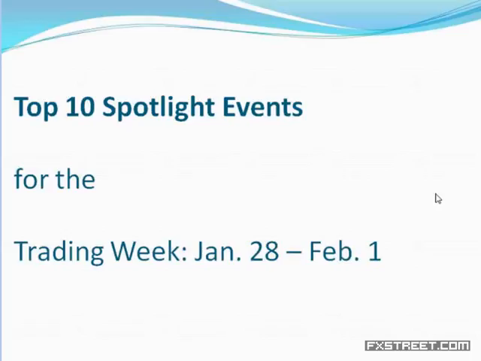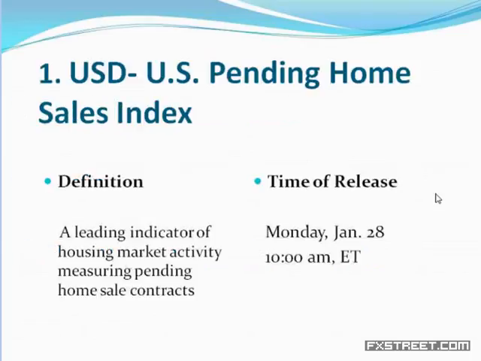All right, so let's start with the first of the top 10 events. We have had some sequence of very upbeat housing market data from the U.S., with the exception of the existing home sales earlier this week, which were not as strong as the market was forecasting. And now the new home sales for December were also not as strong as the market was forecasting.